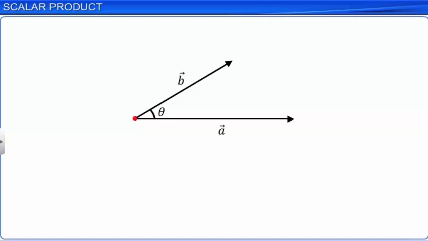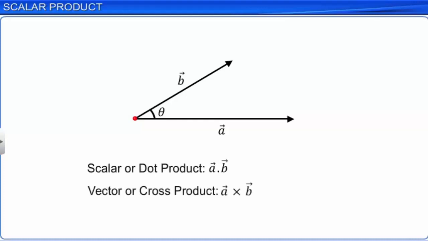Vector multiplication is of two types. One is dot or scalar product and the other is cross or vector product. The name itself indicates the result. If we use scalar product, the result is a scalar, that is, a real number. If we use vector product, the result is a vector.